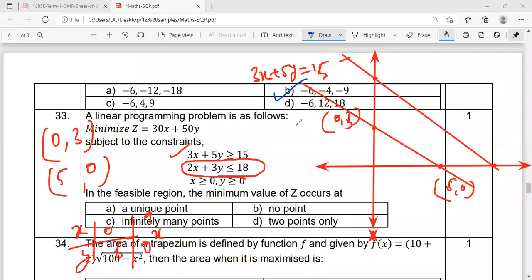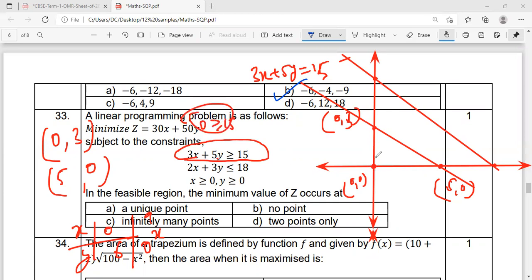So now we need to see in the first coordinate which area is to be shaded for the first line. If you see carefully, for this line, let me check the origin, which is (0, 0), whether it lies on this given region or not. If you put x equal to 0, y equal to 0, you get 0 is greater than 15, which is not right, which is false.